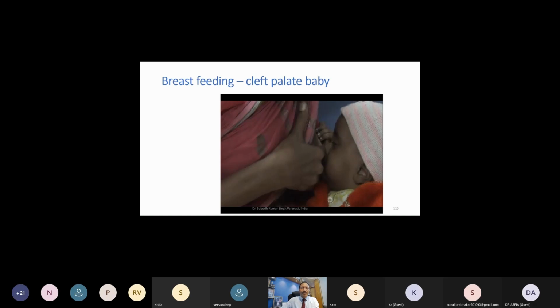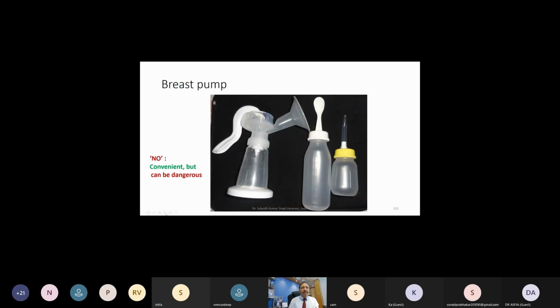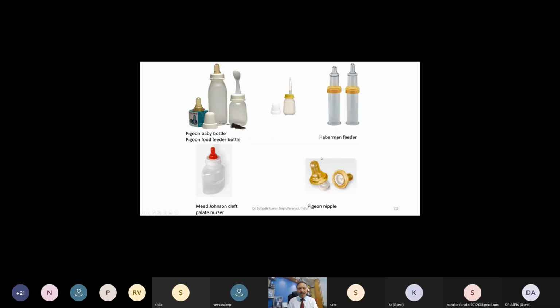This part of the cleft treatment is extremely important, and all of you must explain to the mother how to feed a cleft baby, and your counselors must demonstrate and make them practice. So these are different kinds of bottles and a breast pump, and I advise against these because these can be dangerous. They can deposit milk way inside the mouth into the pharynx, and the baby can choke and swallow this.